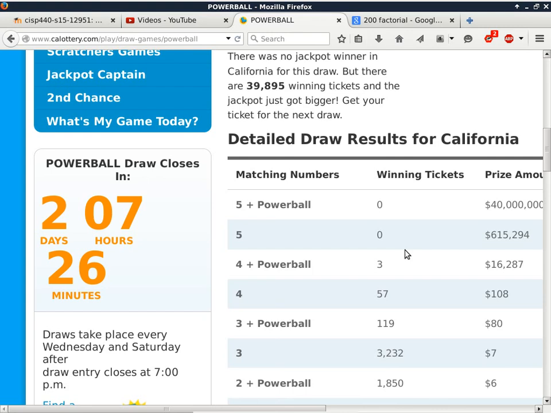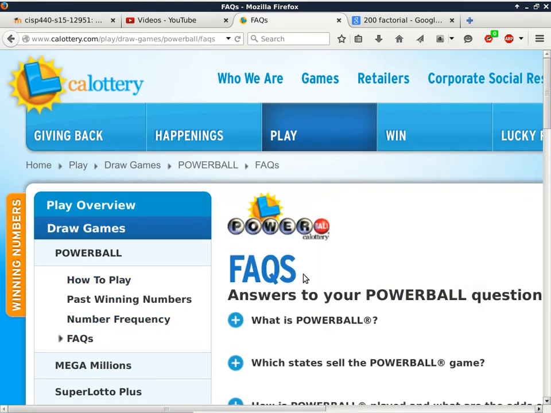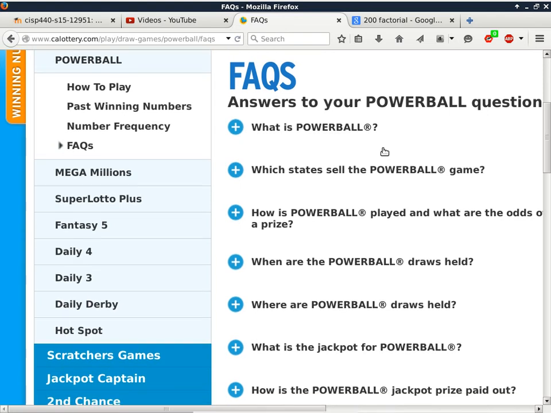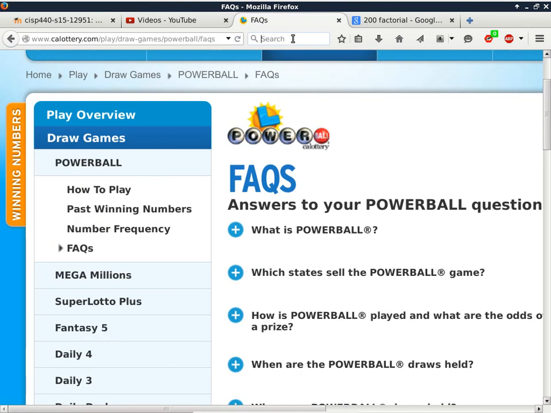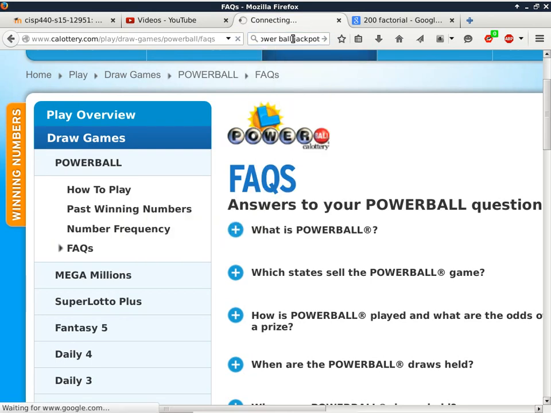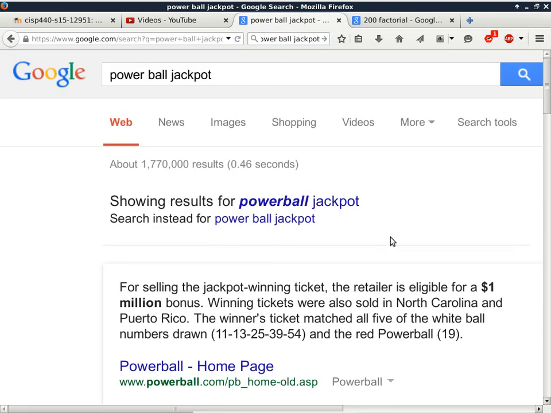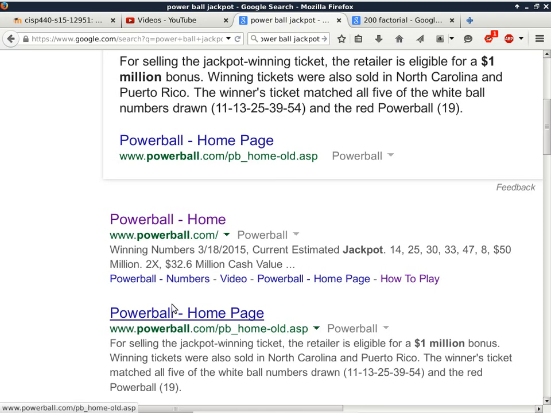What is the current jackpot? You can actually see it. The FAQ has, what is the Powerball? Ah, that's too hard to find. Powerball jackpot. Yeah, we got Google. Why are we doing this? Okay, I guess that would be the one. 33 million.